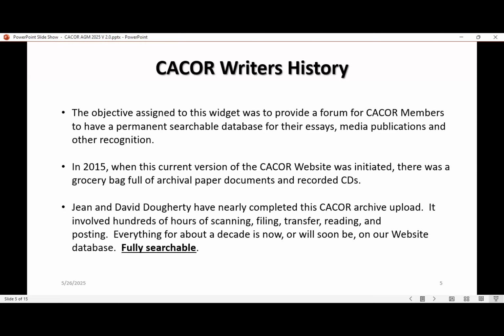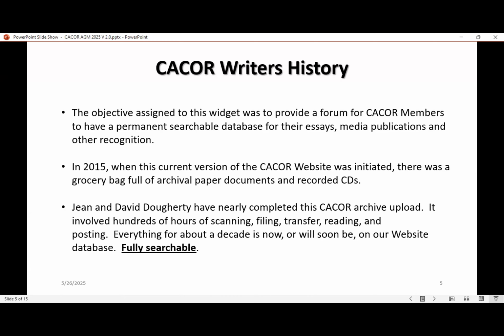There was a grocery bag full of archival paper and CDs, etc. And that was turned over to Jean and Dave, and they put an awful lot of effort into getting that uploaded and transferred onto the website database. In fact, that work is almost done. And I know there's some details I still have to work out with David on naming conventions, etc.